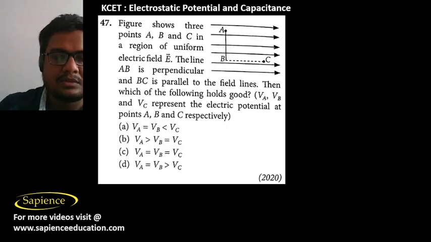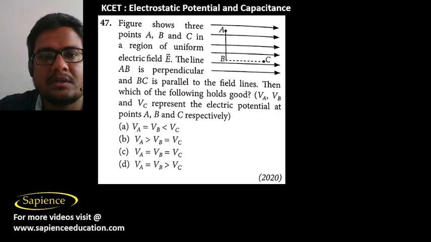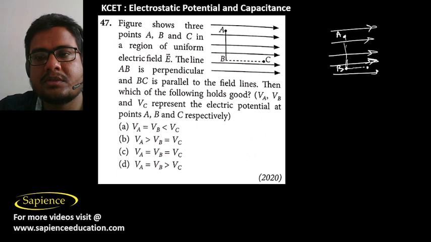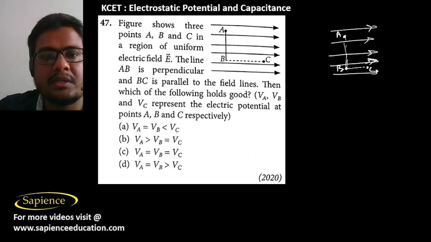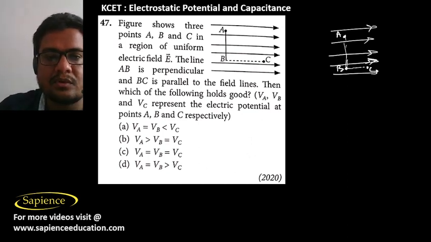Then in question number 47, it is told: figure shows 3 points A, B, and C in a region of uniform electric field. This is the region of the electric field. Now here, this is point A, this is point B, and this is point C. The line AB is perpendicular and BC is parallel to the field lines. Which of the following holds good? VA, VB, and VC represent the electric potential at the points A, B, and C.